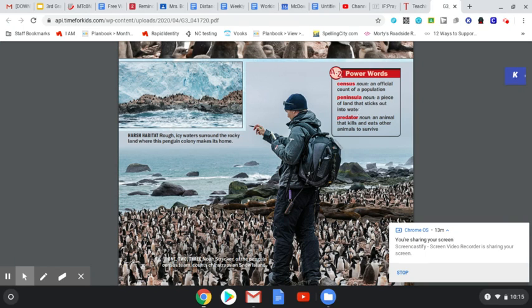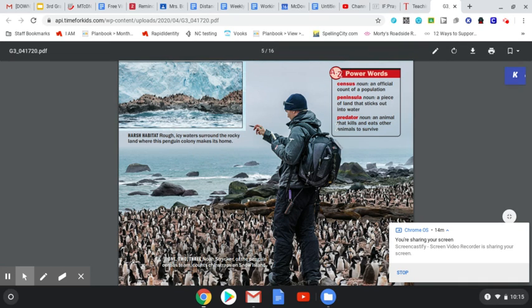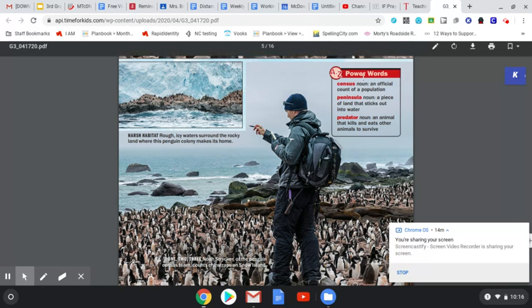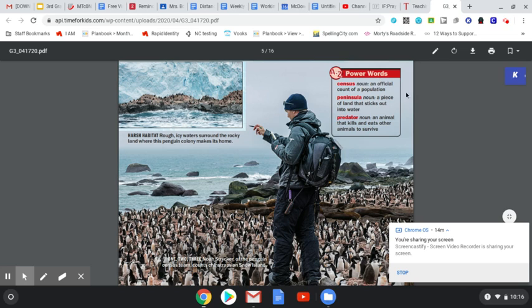Peninsula, a piece of land that sticks out into water. So when we talked about landforms in science, it's a piece of land that kind of sticks out into an area of water. And predator, we talked about that word too. An animal that kills and eats other animals to survive. So that box is really important, and it helps me understand those words that we read. So when you read this on your own, I want you to read these words and their definitions to understand them before you start reading the article again.